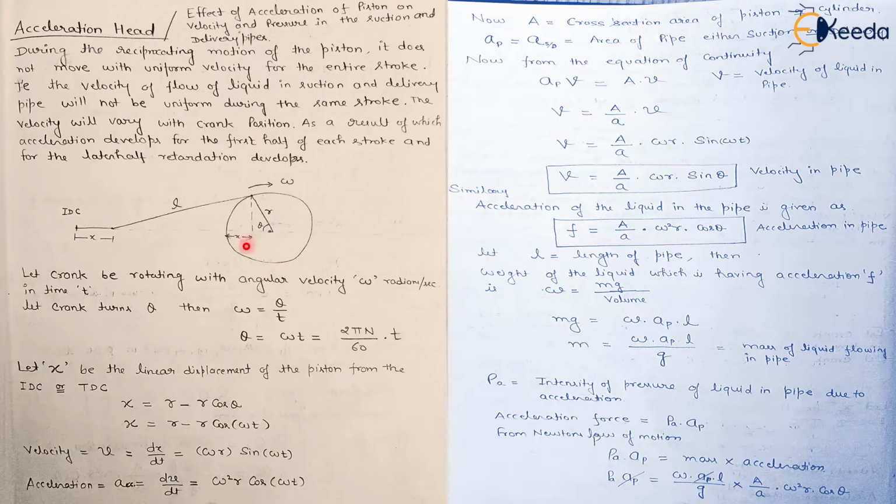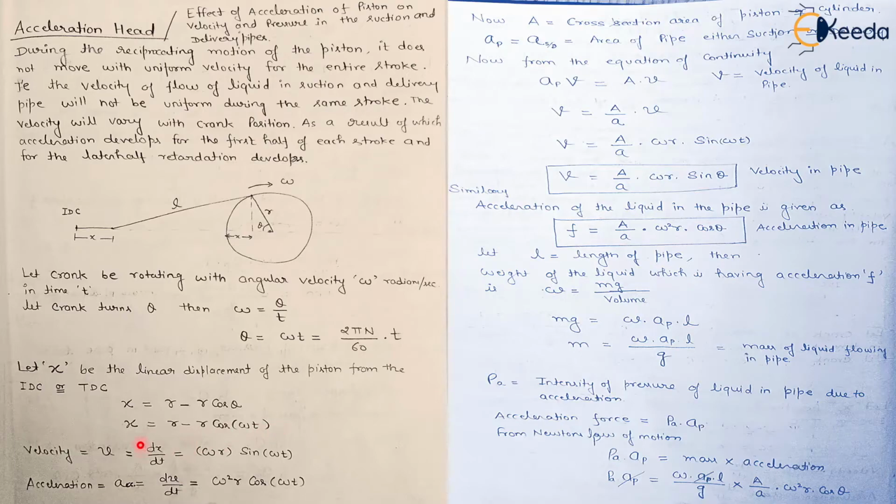So what will be the value of x? x will be r minus r cos theta. So it will be the total r, and this will be the r cos theta. So x will be r minus r cos theta. So x is equal to r minus r cos omega t, we can write.